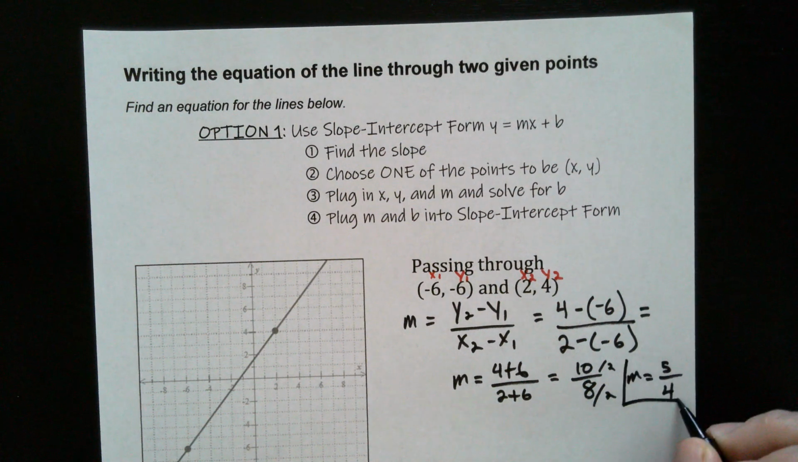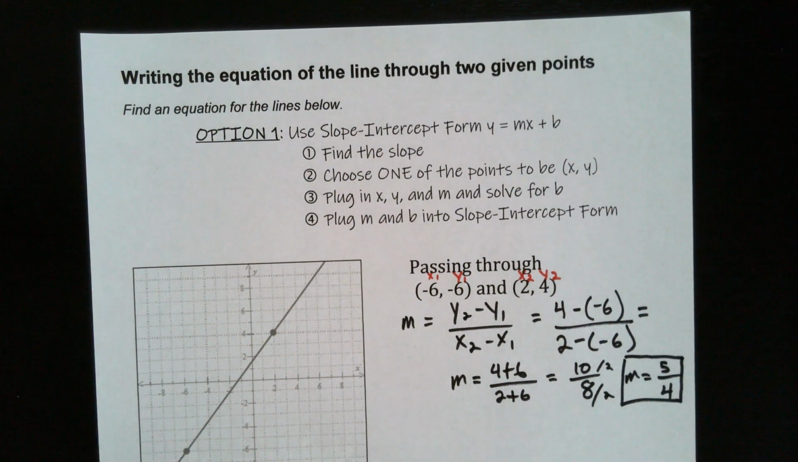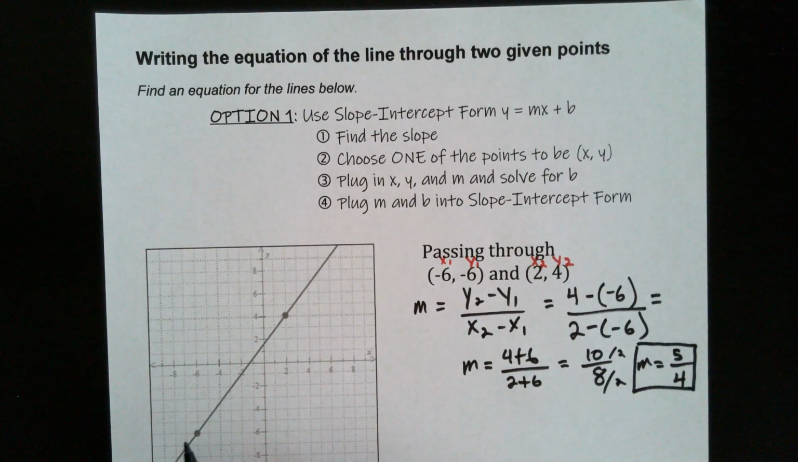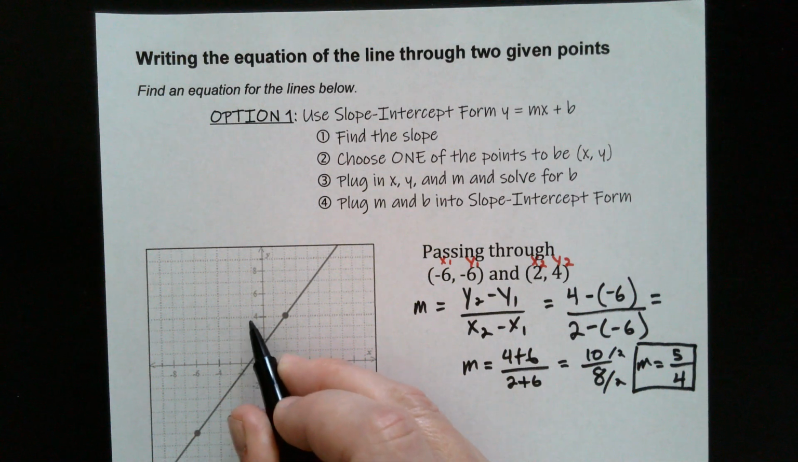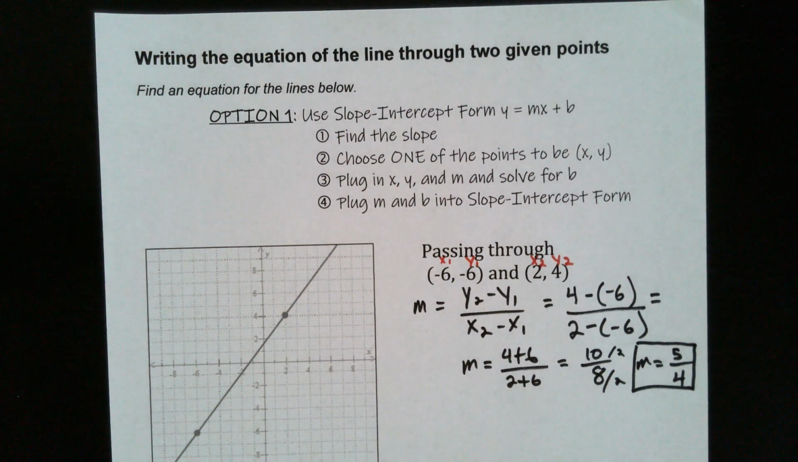So we found our slope. You can confirm that by counting. Let's start with this point and see if I go 5 up and 4 over, if I'll hit the line again. 1, 2, 3, 4, 5. 1, 2, 3, 4. There it is. Let's try again. 1, 2, 3, 4, 5. 1, 2, 3, 4. So it does work.